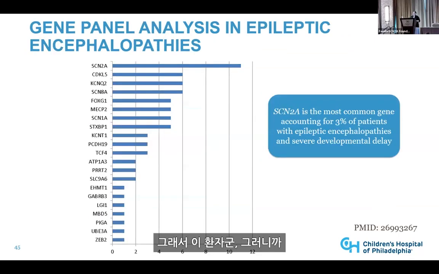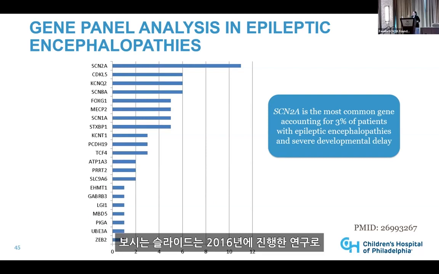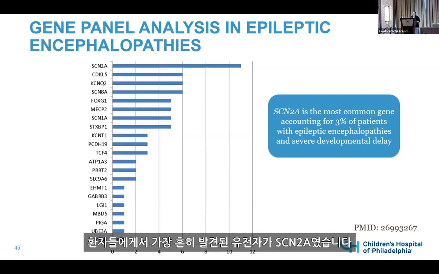So when we actually do genetic testing in this patient population, in patients with severe epilepsies or epileptic encephalopathies, and this is a study back in 2016 which did this, SCN2A is really one of the most common genes that we find.